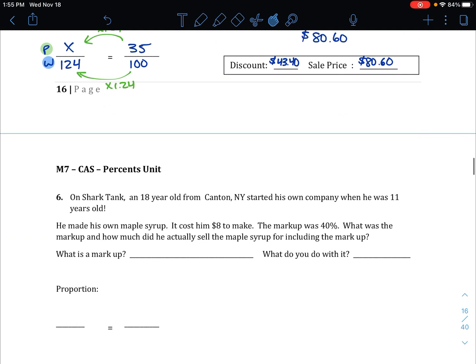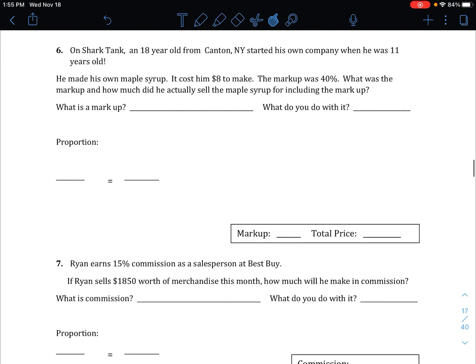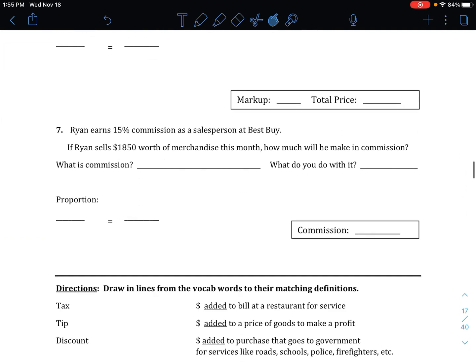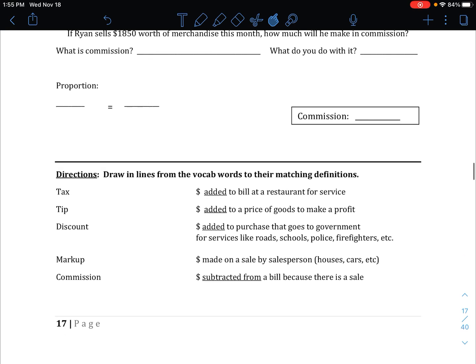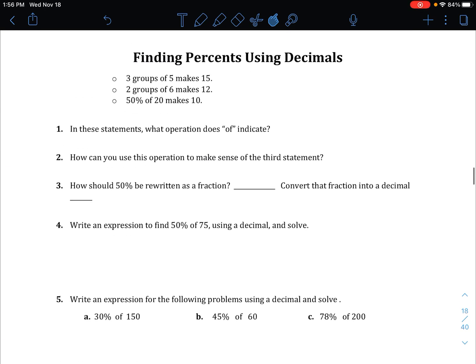So what you're going to do next is page 17. It's very similar. You're going to do a proportion here for markup and commission. And then you're going to label what the words mean here by just kind of connecting them where they need to go. Something like that. Obviously that's not correct, but do what actually makes sense for that. So go ahead and do page 17 now and then come back to this Edpuzzle, because we're going to continue after this on to page 18. So you can pause the video here and then come back.